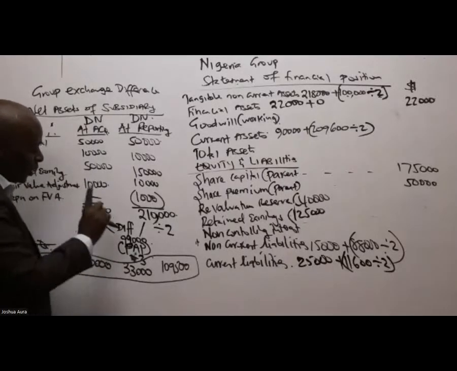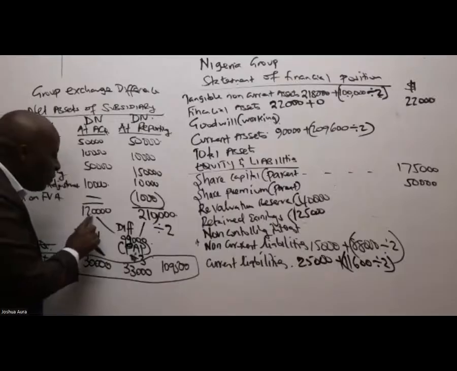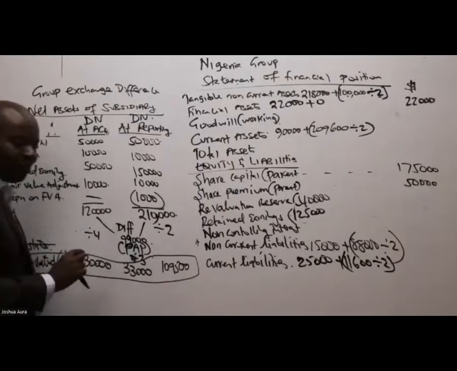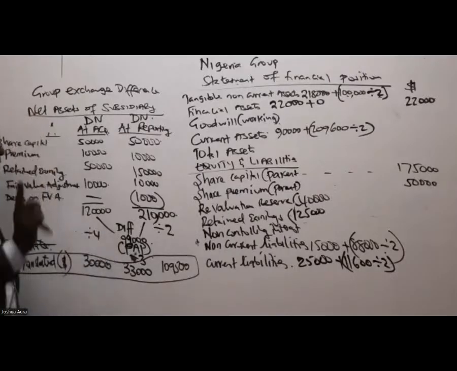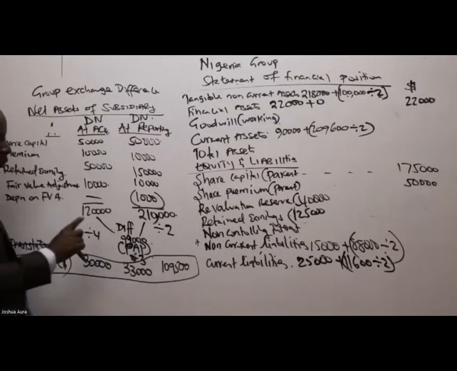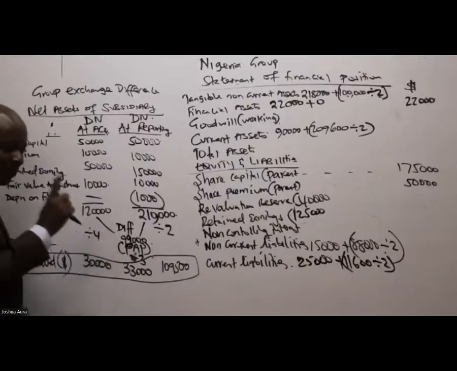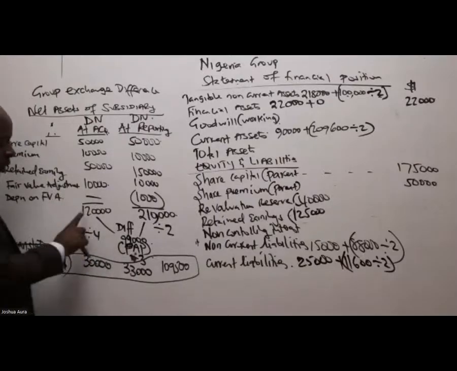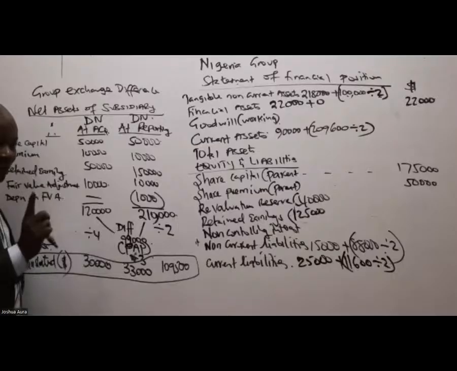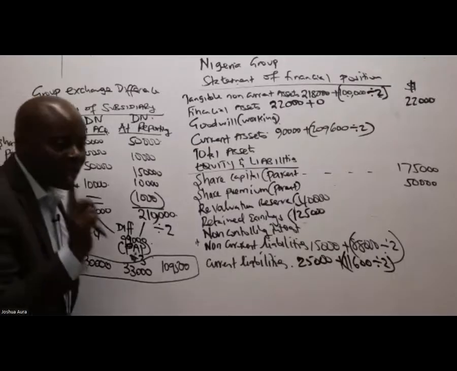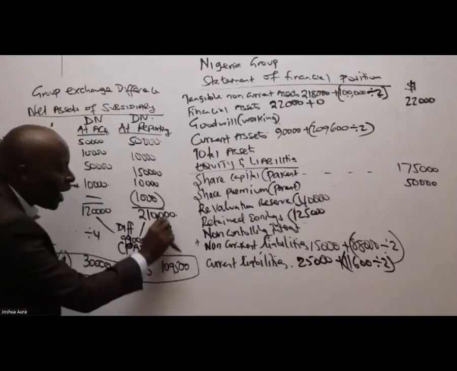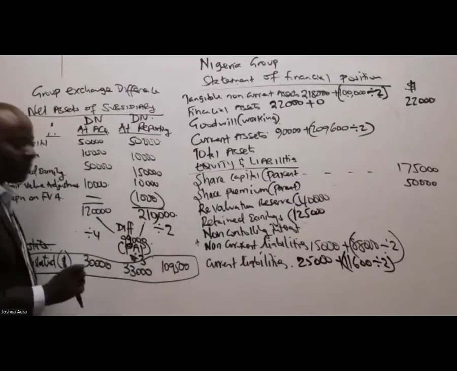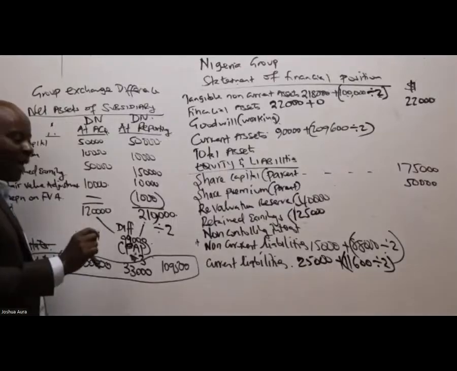Can somebody in this case give me 120,000 plus 99,000? Please add this and this. 120,000 plus 99,000 gives me what? It gives me 219,000, which happens to be the closing here. So there is a perfect match.